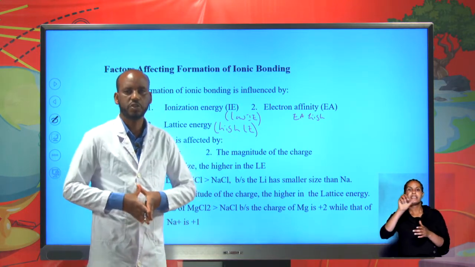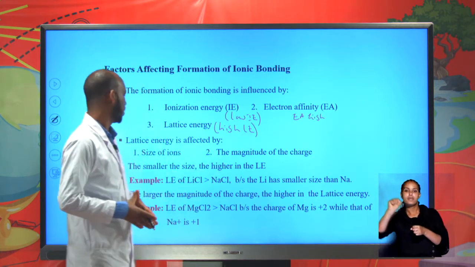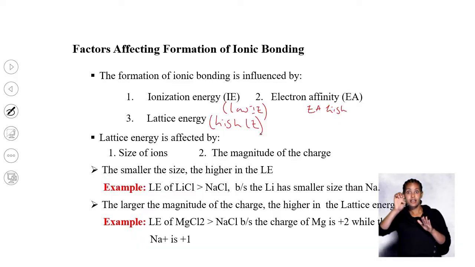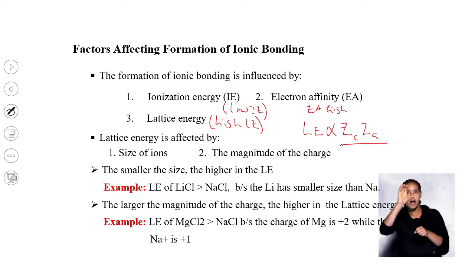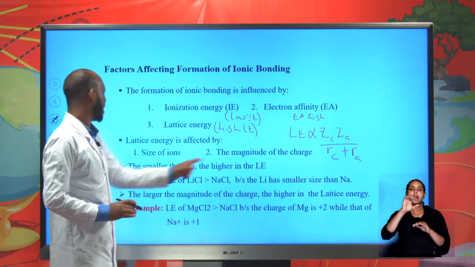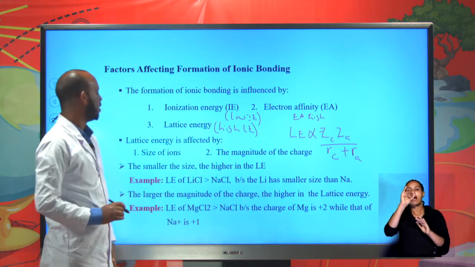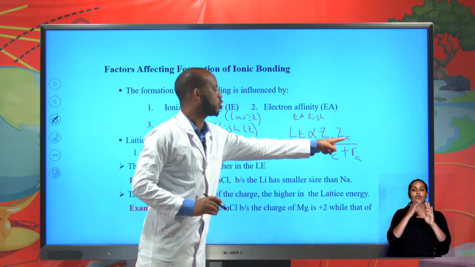Lattice energy is the energy required to break one mole of ionic compound. Now, lattice energy is directly proportional to the charge of the cation times the charge of the anion, but inversely proportional to the radius of the cation and the radius of the anion. Lattice energy is affected by, one, the size of ions, size of cation and size of anion. Two, the magnitude of the charge, charge of cation and charge of anion.